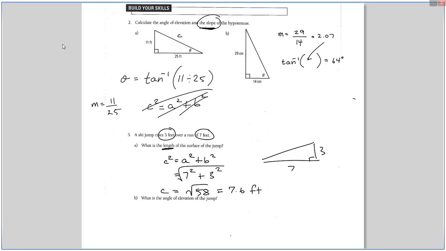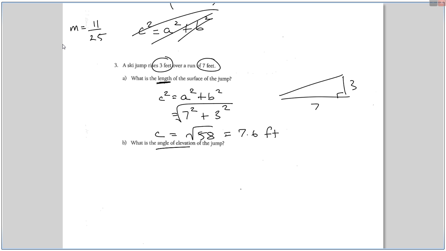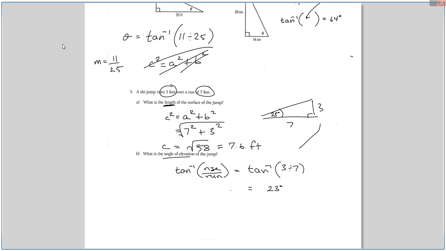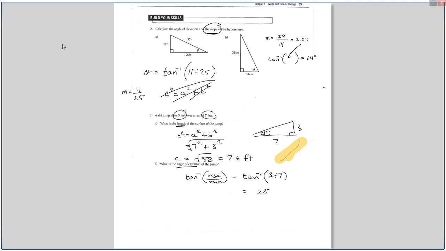Now, the next thing. What is the angle of elevation of the jump? I have a formula for this, don't I? It's always second function tangent, rise divided by run. What's the rise, 3 or 7? Yeah, so 3 divided by 7. Make sure you're in degree mode. I got 23. Maybe that's not too scary of a jump. It's only 23 degrees. Yeah, I agree. So, any questions?